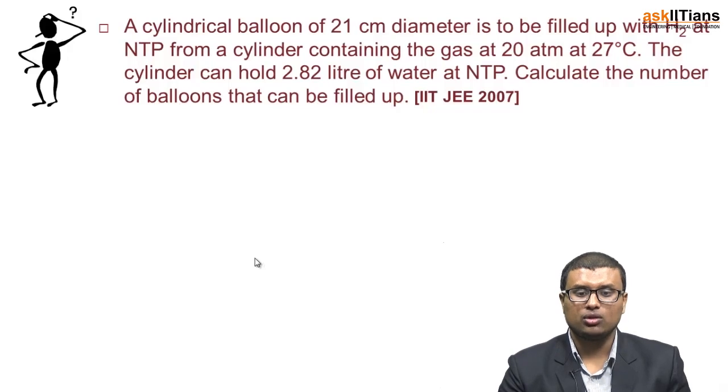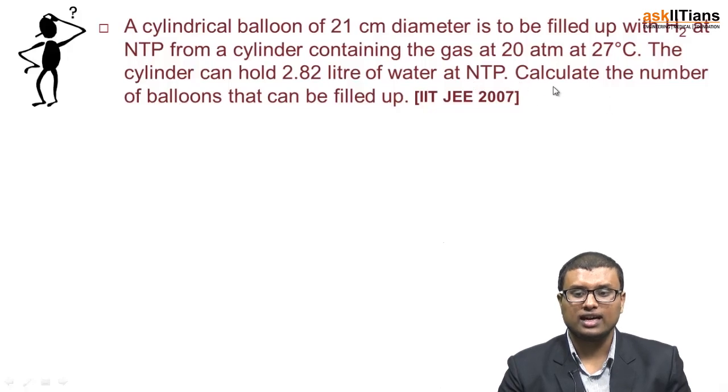A cylindrical balloon of 21 centimeter diameter is to be filled up with hydrogen at NTP. What is NTP? NTP is again similar to STP. The gas comes from a cylinder containing the gas at 20 atm at 27 degrees centigrade. The cylinder can also hold 2.82 liters of water at NTP.